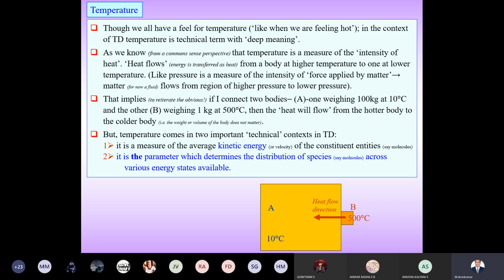What is that? As we know, the temperature is a measure of the intensity of heat. Heat flows from a body at higher temperature to one at lower temperature. Yes, in general we know. So the heat will transfer from a higher temperature to a lower temperature, right? If a hot object has more temperature, the heat will move from the hotter object to the colder object, right?